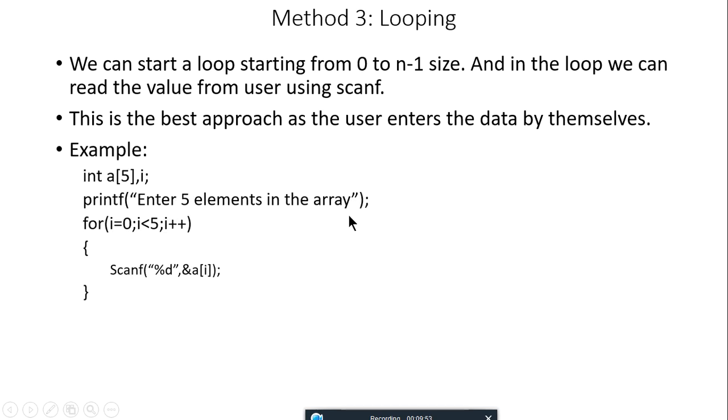Okay, how will you do that? So here we go. You have declared an array of 5. To start a loop, you are putting a variable i. You're printing a message to the user to enter 5 elements in the array, and you start your loop from i equals to 0, i less than 5, i plus plus, and inside the loop you have used scanf. But in scanf we have used this ampersand a of i. So initially i is set to 0, so a of 0. So first scanf will put the value in a of 0.